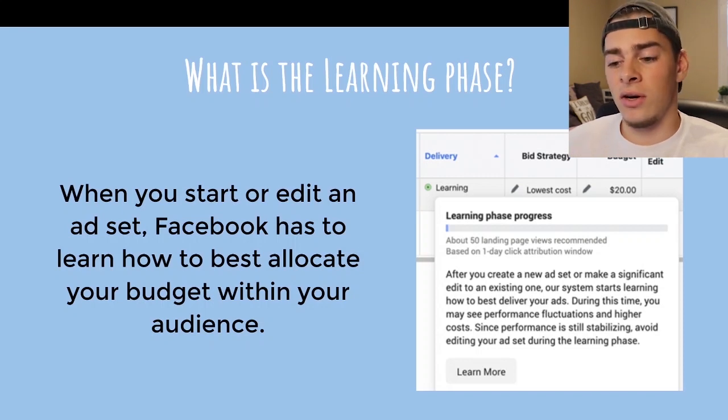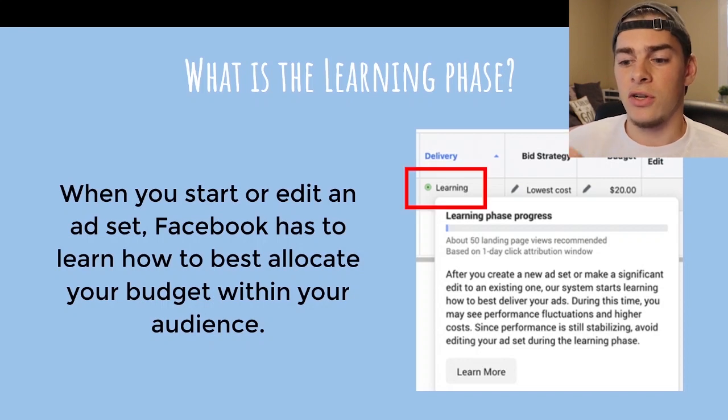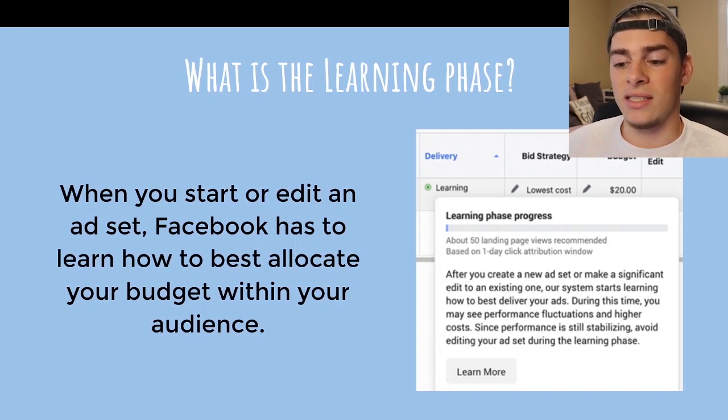Now, as you can see here, there's an image of what the learning phase progress looks like. So you're gonna have this little green circle. It's gonna say learning next to it. And it basically says, after you create a new ad set or make a significant edit to an existing one, their system has to do its best to learn. And that takes a little bit of time. They estimate 50 conversions per week, which is a lot for a brand new ad set. So just keep that in the back of your head.